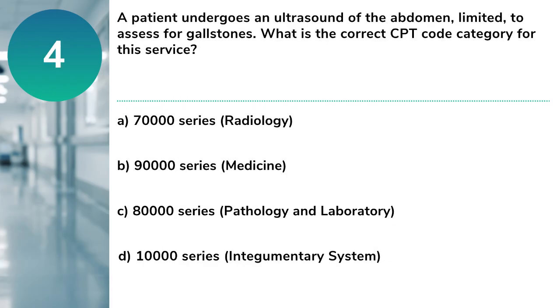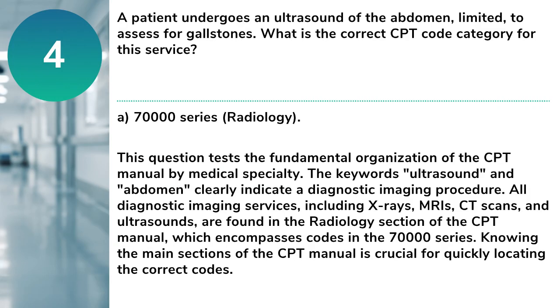Question 4. A patient undergoes an ultrasound of the abdomen, limited, to assess for gallstones. What is the correct CPT code category for this service? A. 70,000 series, radiology. B. 90,000 series, medicine. C. 80,000 series, pathology and laboratory. D. 10,000 series, integumentary system. Answer: A. 70,000 series, radiology.